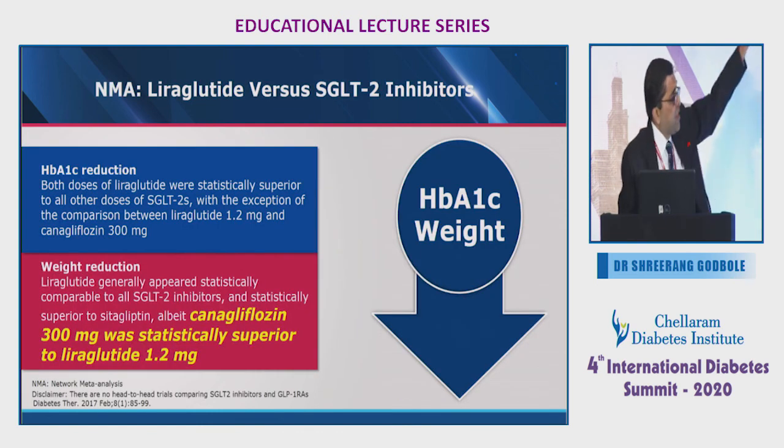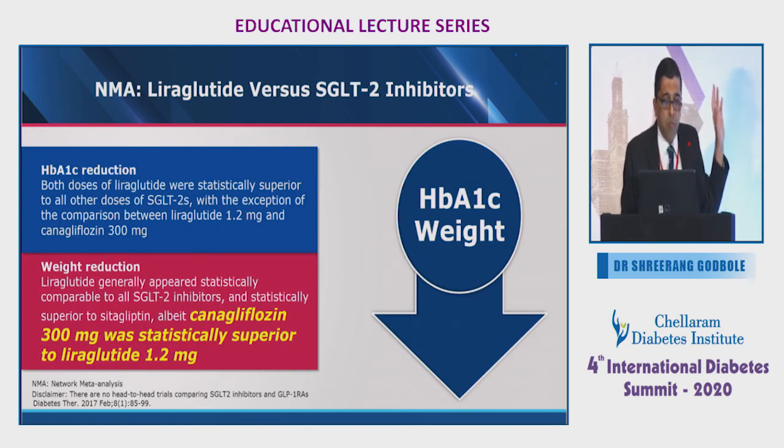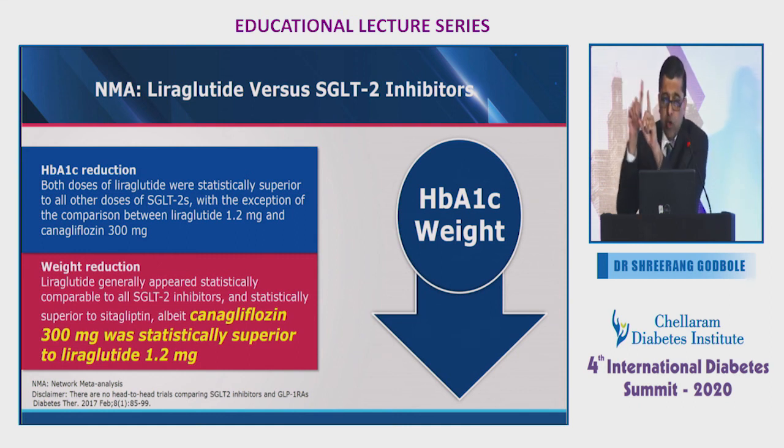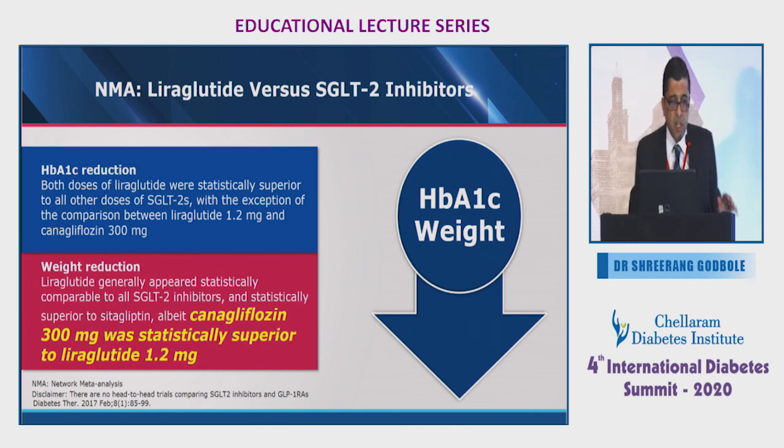So as far as A1C reduction is concerned, both doses of liraglutide 1.2, 1.8 were statistically superior to all other doses of SGLT2 inhibitors, with the exception of lira 1.2 and Cana 300. Okay, they are similar. As far as weight reduction is concerned, liraglutide is statistically comparable to all SGLT2 inhibitors, but 300 milligram Cana is statistically superior to liraglutide 1.2 milligrams in a network analysis.